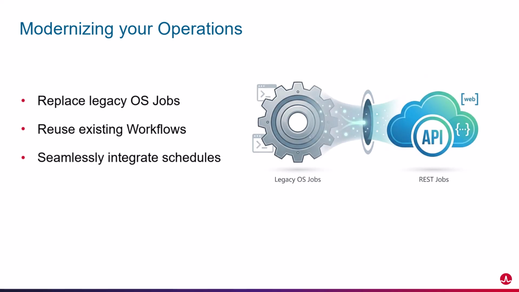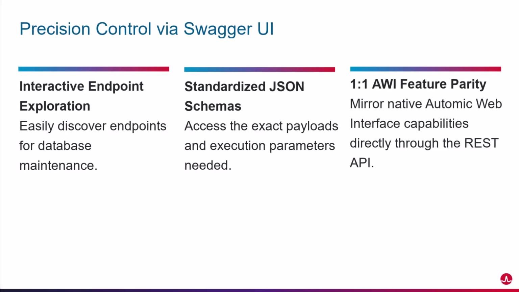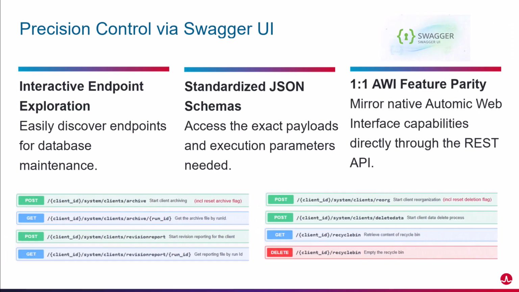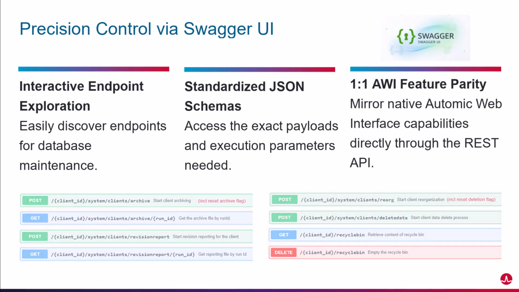This allows you to modernize your operations by replacing legacy OS jobs with REST jobs, seamlessly integrating this new approach into your existing automated maintenance schedules. To understand how to configure these requests, our comprehensive Swagger UI documentation is your go-to resource. You can easily explore all available endpoints such as those for revision reports, reorganizing, or deleting data. The documentation provides the exact JSON schemas you need, allowing you to easily look up how to pass specific execution parameters and perfectly mirror the capabilities found in the AWI.